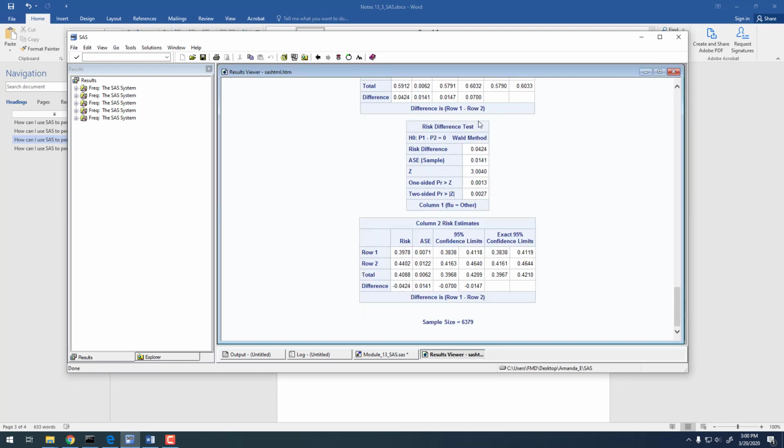And notice here we have this risk difference test. This is what's going to perform that test for the difference between the two. And it gives us some different values here. The ones that we're interested in are the z and the two-sided z, because notice here we're testing for a difference in the proportion, so we're looking to see if they're not equal to one another. So here is our p-value.